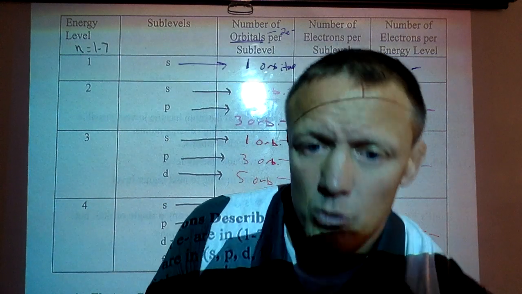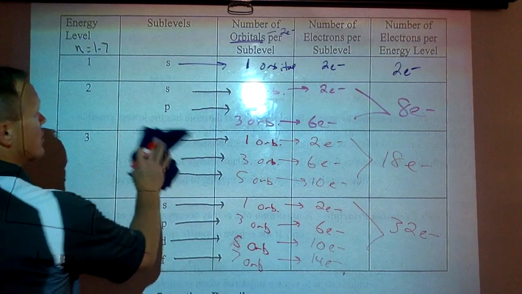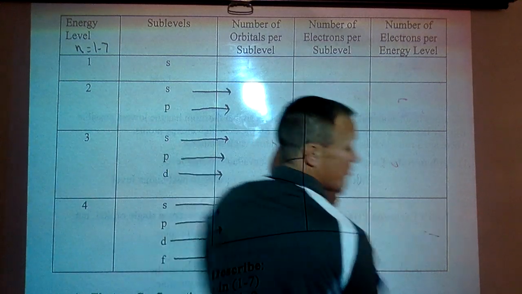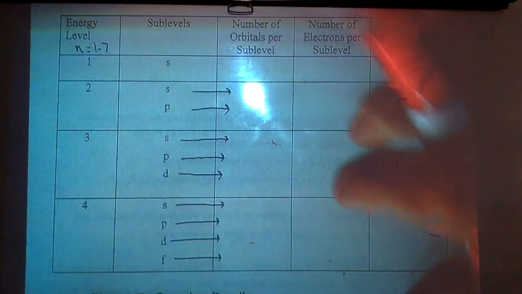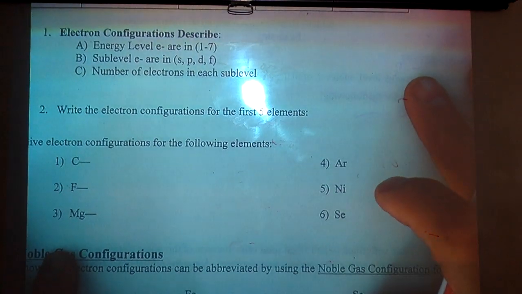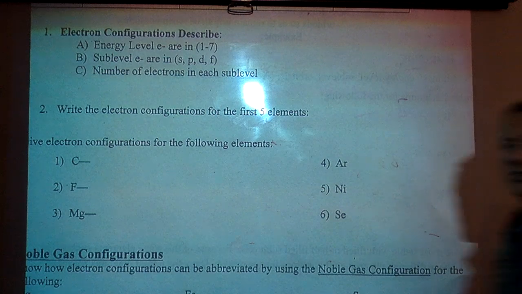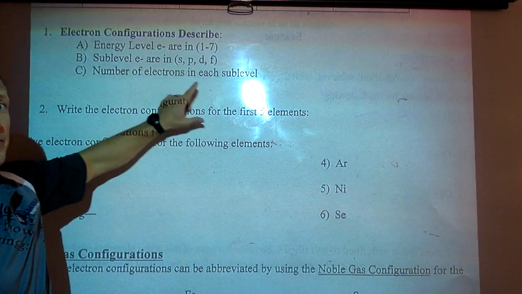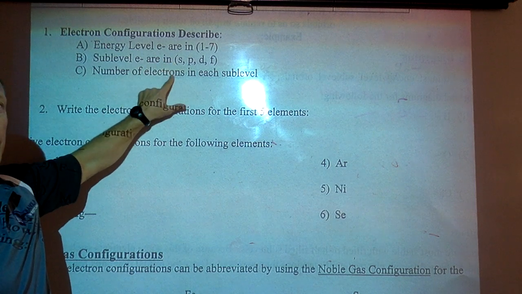So real quick, we'll do what I call an electron configuration. Electron configurations tell the energy level electrons are in, numbered 1 through 7, the sublevel they're in, and the number of electrons in each one.